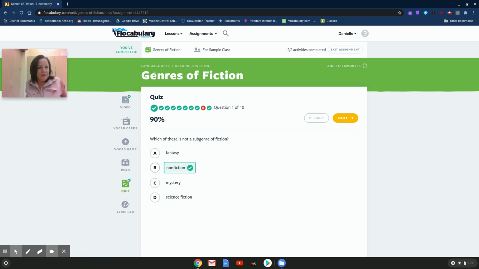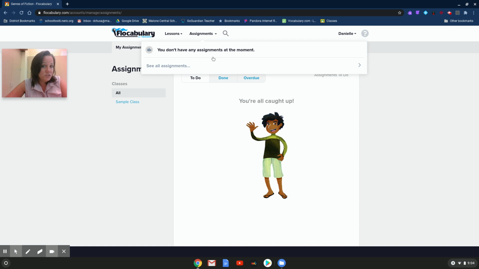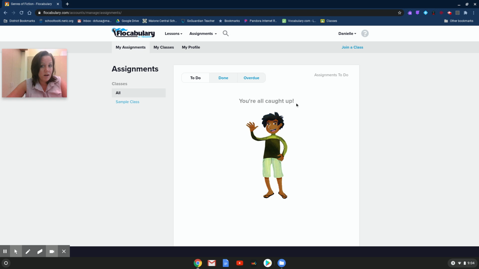So anyway, that is how you complete your vocabulary assignment. And you've got the 2 green lines. And so now if you go over to your assignments, you no longer see that 1 there. And it says you don't have any assignments at this moment. So you are all set. It tells you you are all caught up. And that is my lesson on vocabulary.